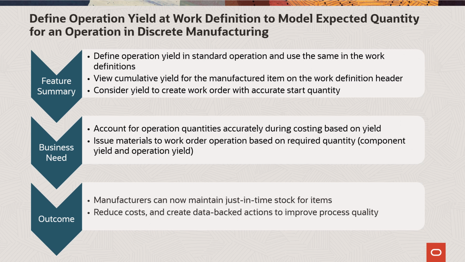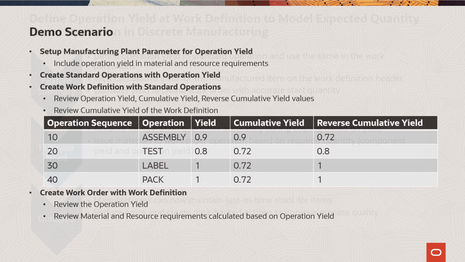Also, consider yield to create work order with accurate start quantity. You can account for operation quantities accurately during costing based on yield. Also, issue materials to work order operation based on the required quantity, considering component yield as well as the operation yield. This helps the manufacturers to maintain just-in-time stock for the items, and also helps to reduce costs and create data-backed actions to improve process quality. This demo shows you how you can use this feature.